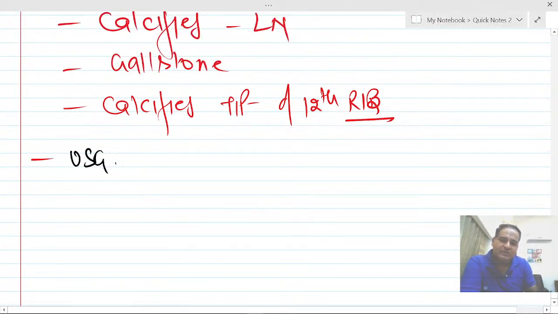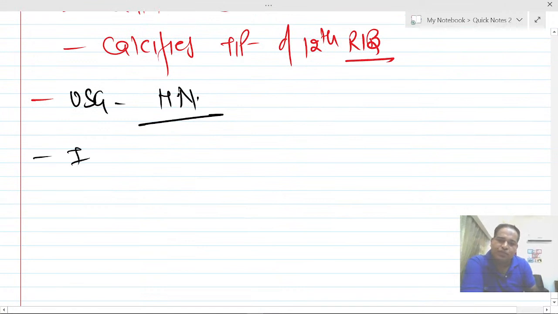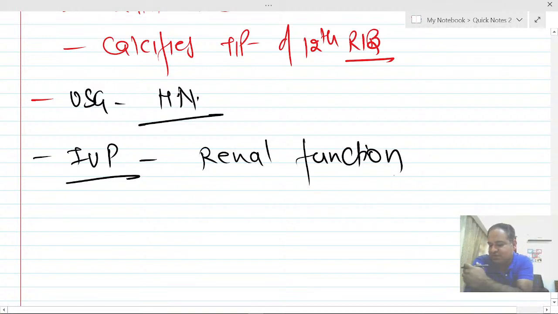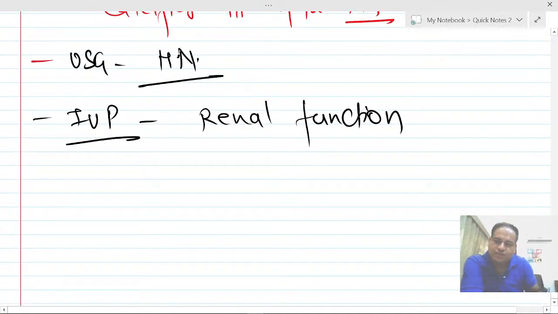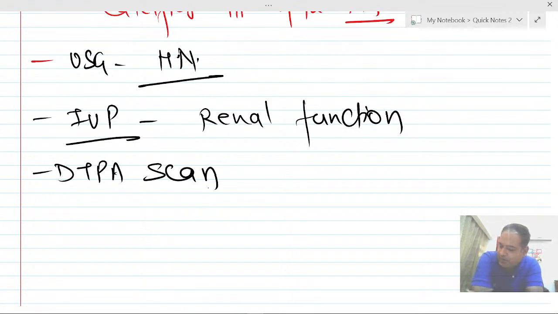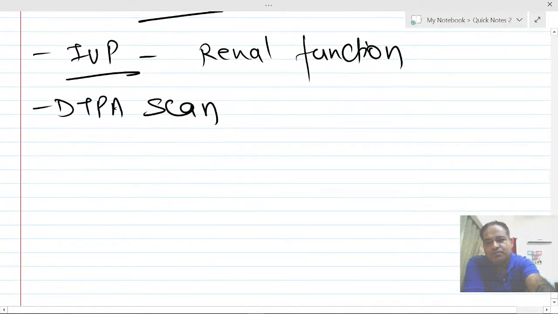Ultrasound will show hydronephrosis. Now we may also perform intravenous urography. Intravenous urography can also tell us about the renal function. We can also perform a DTPA scan. Now, DTPA scan is considered the investigation of choice for pelvic-ureteric junction obstruction.